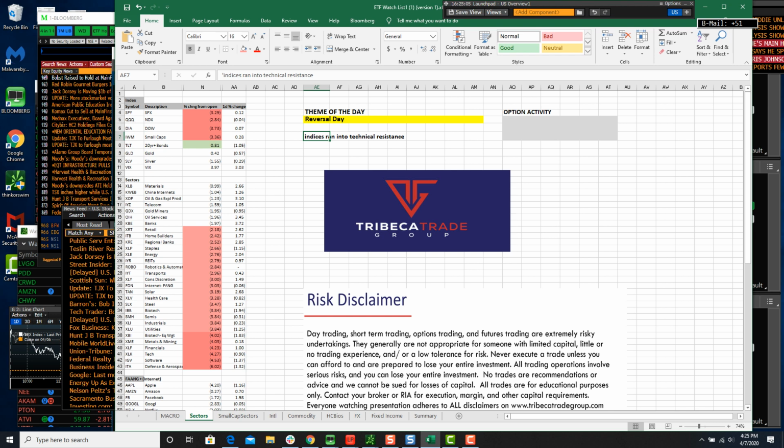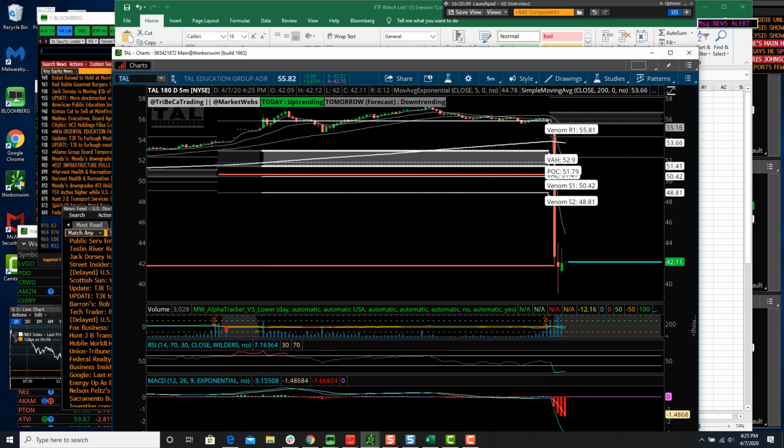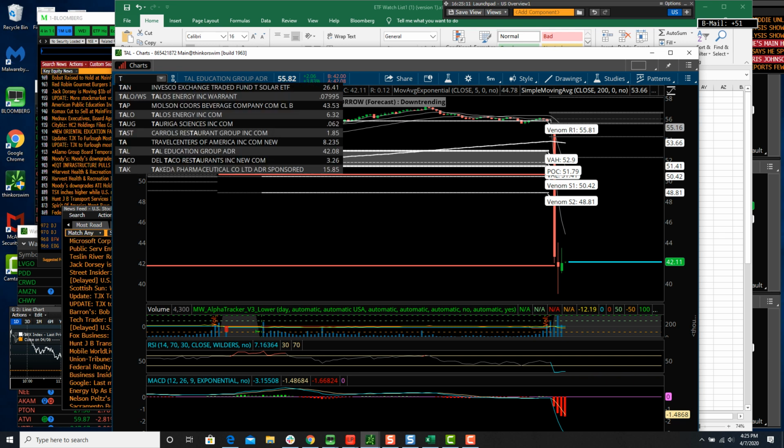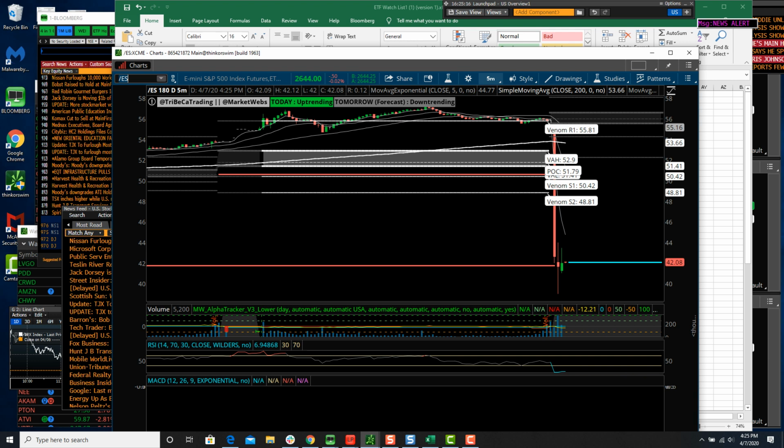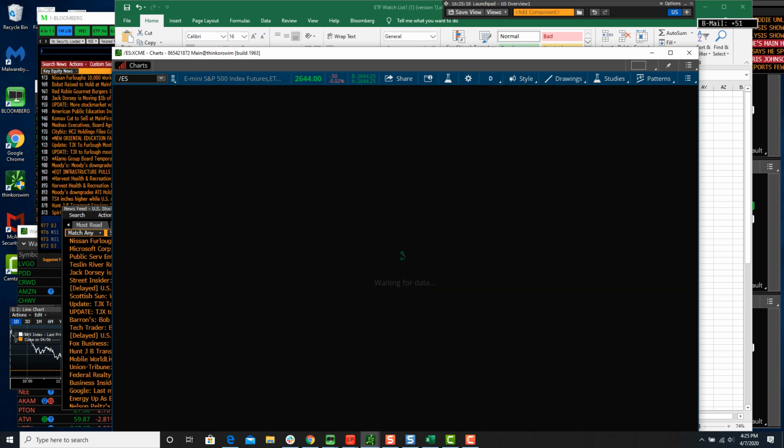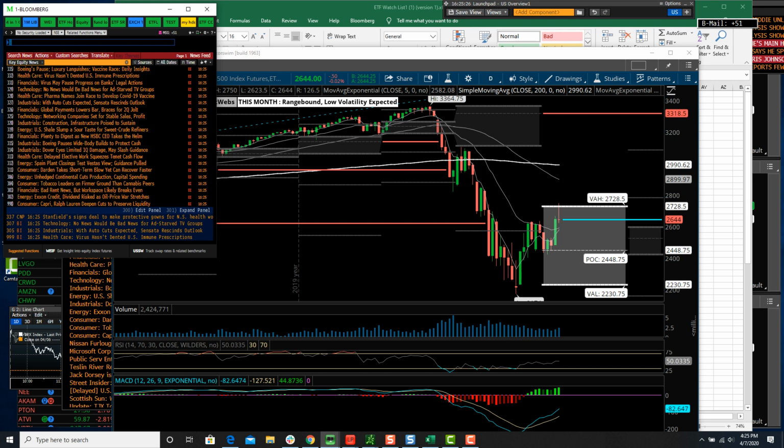If we look at where we started the day, I was looking at TAL, which had some news after the close about an employee doing some wrongdoing, which probably is not going to sit well. But we basically ran into some decent resistance. So let's bring up the S&P chart here for a second.